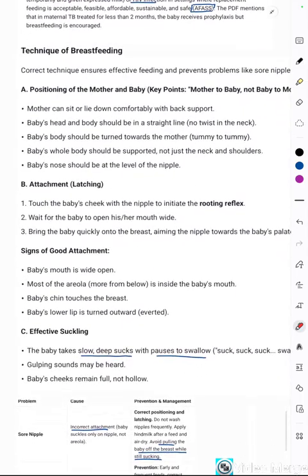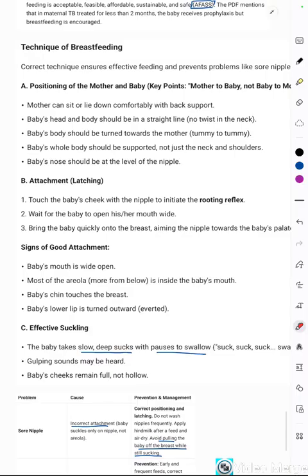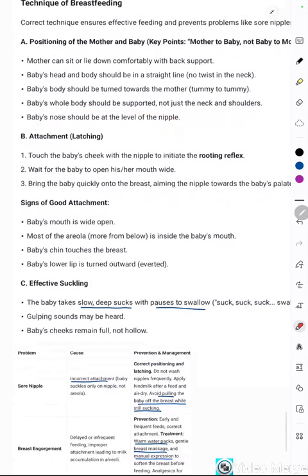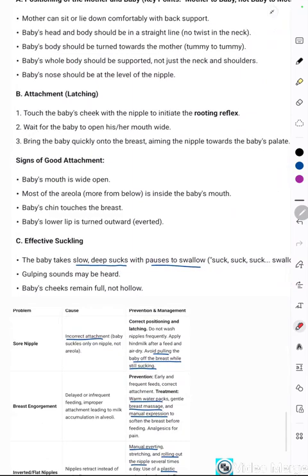Then the techniques of breastfeeding. So correct positioning of the mother and baby should be present. Mother can either lie down or sit. The baby's head and body should be in a straight line, that is the occiput, shoulder blades, and the buttocks should be in a straight line. The baby's body should be turned towards the mother, that is tummy to tummy position. Baby's whole body should be supported and not just the neck and shoulders. Baby's nose should be at the level of the nipple. Now this helps in good attachment.